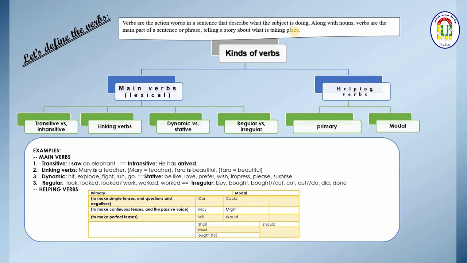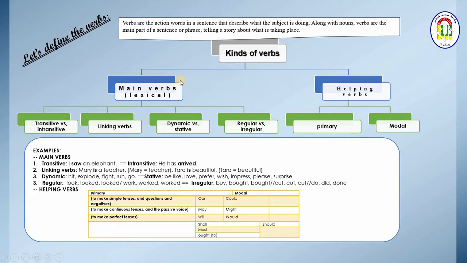When I talk about the verbs, we have a huge number of verbs. The verbs in English are one of the largest classes of words, along with the nouns. Okay, so kinds of verbs. The kinds of verbs that we have in English are two main kinds. One is called the main verb, and the other one is called the helping verb.